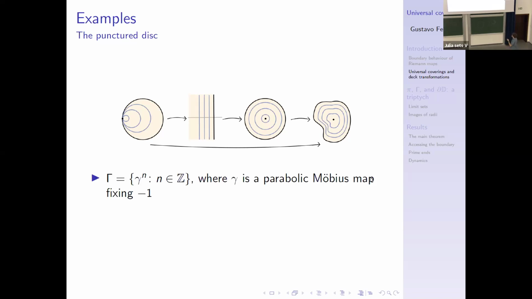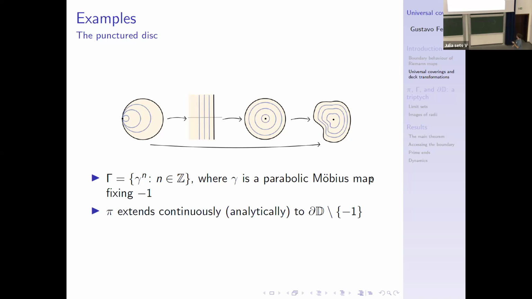And in this case, well, we know that on this step, the symmetries of the exponential are basically translation by 2 pi i, which when we bring this to the disk, is going to be some Möbius transformation whose only fixed point is -1. So it's a parabolic Möbius map. And all the deck transformations are just the iterates of this Möbius transformation. So they leave these circles invariant.